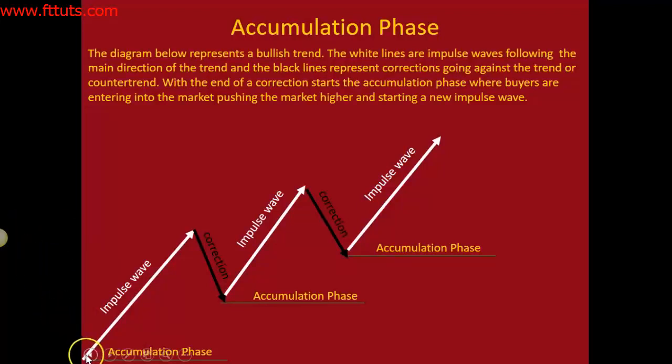So basically, let's start from the impulse wave. You have a correction, and then at that correction, when the market falls to the lowest level where more buyers come into the market, which will be your accumulation phase, that starts your new impulse wave. Then you have a correction again, and then at the end of that correction is your accumulation phase, and then you have an impulse wave that starts after the accumulation phase.